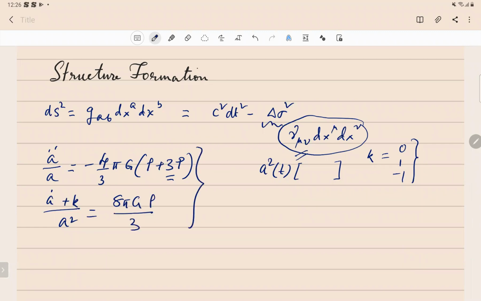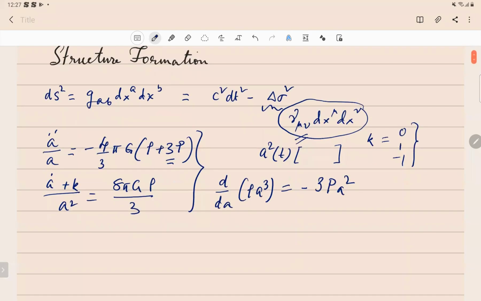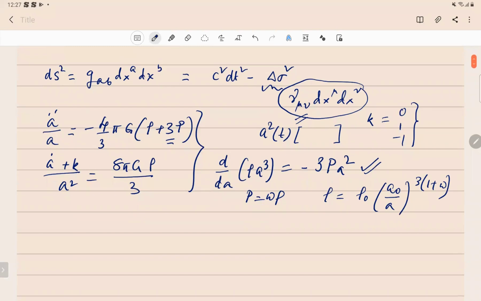Along with this, we have the conservation of energy momentum, which gives you d(ρa³)/da = -3pa². And if you have a certain component which has an equation of state p = wρ, then we can immediately see that using this, it follows that this ρ will have an evolution ρ = ρ₀(a₀/a)^(3(1+w)). These are all known results. I'm just writing these down for our use.